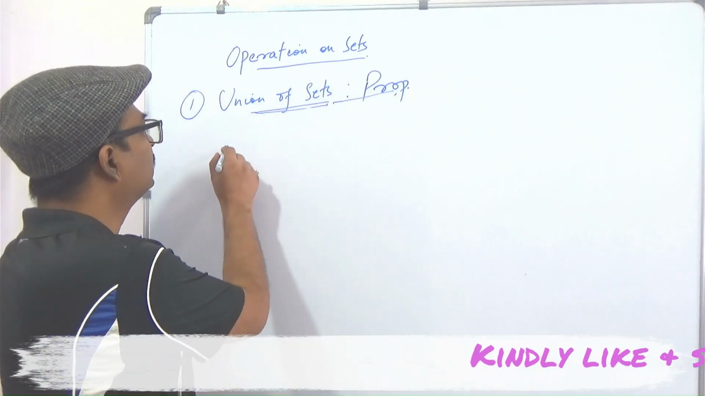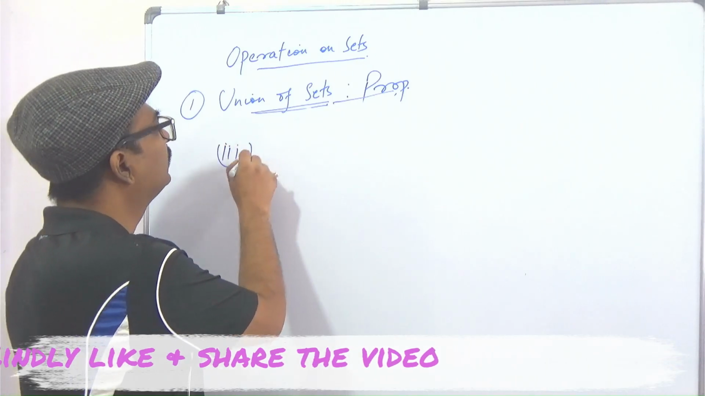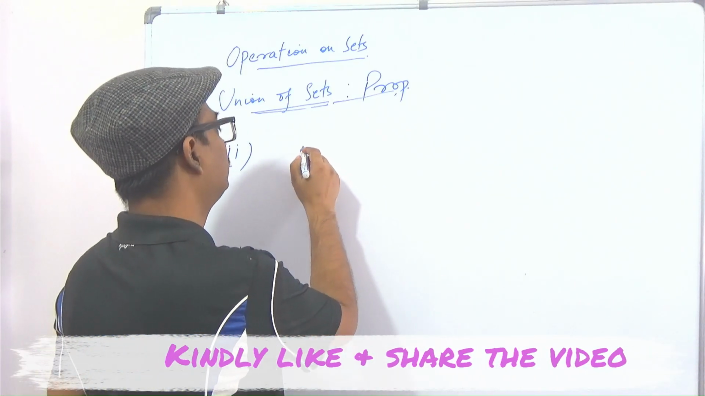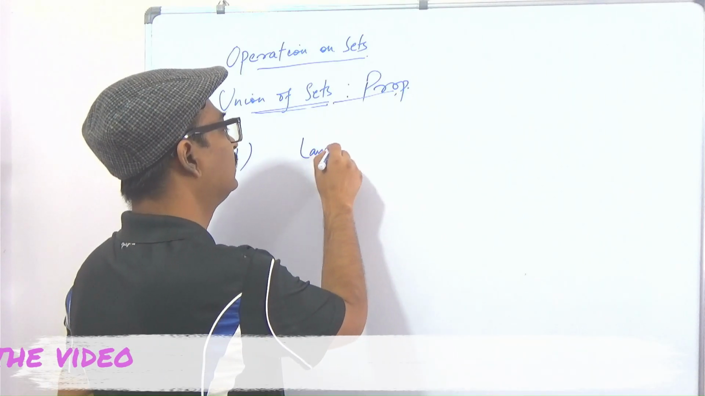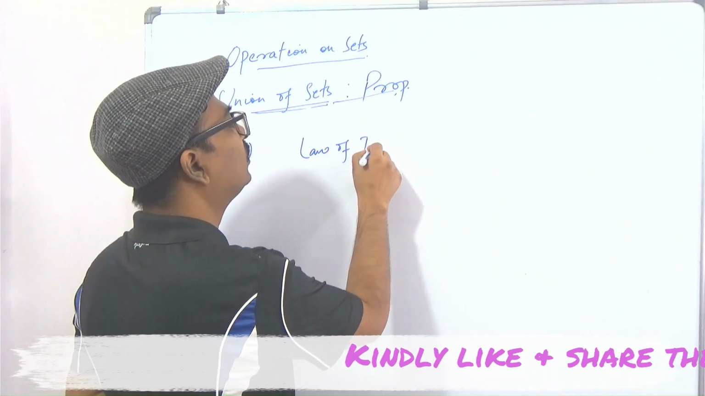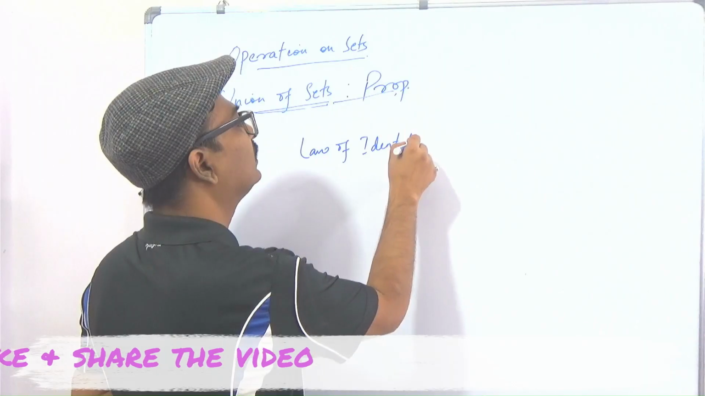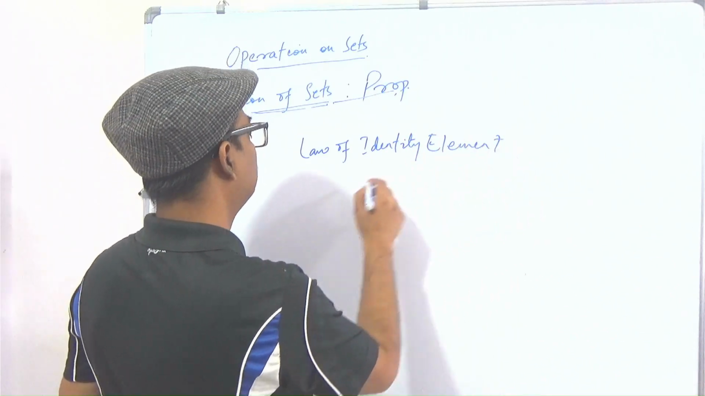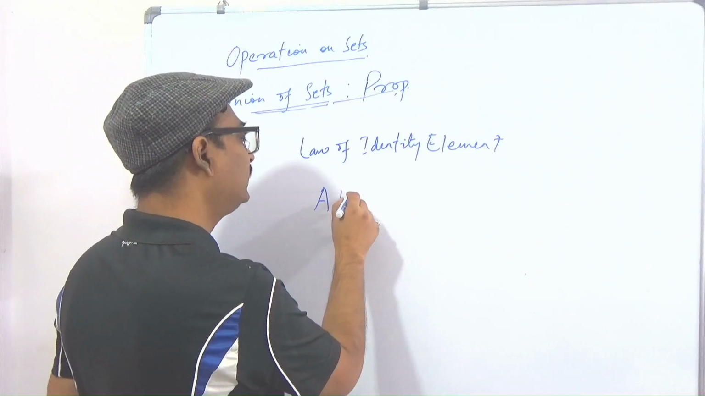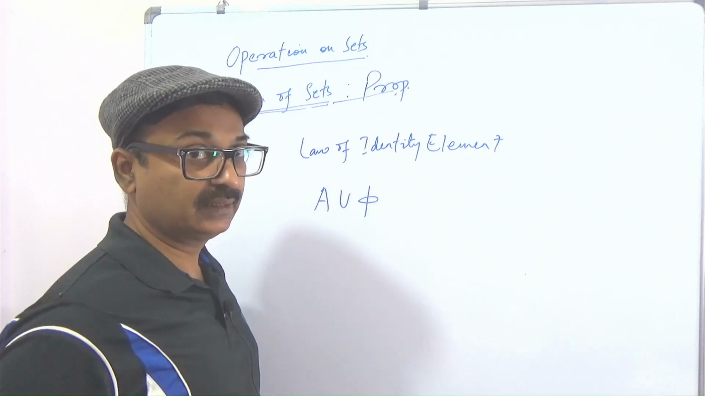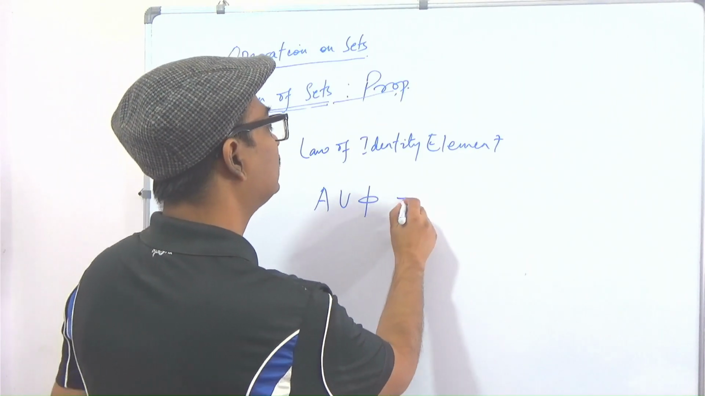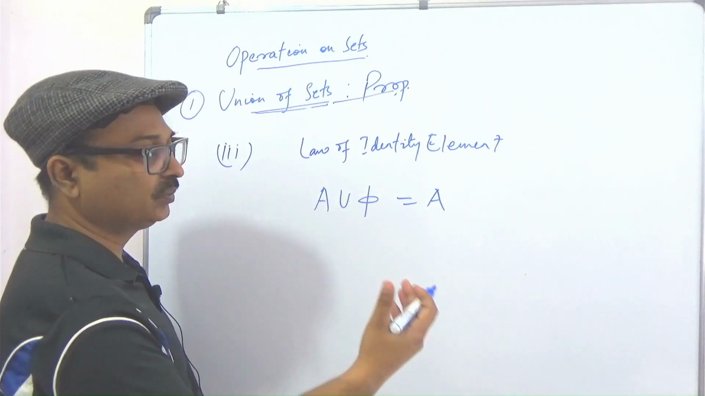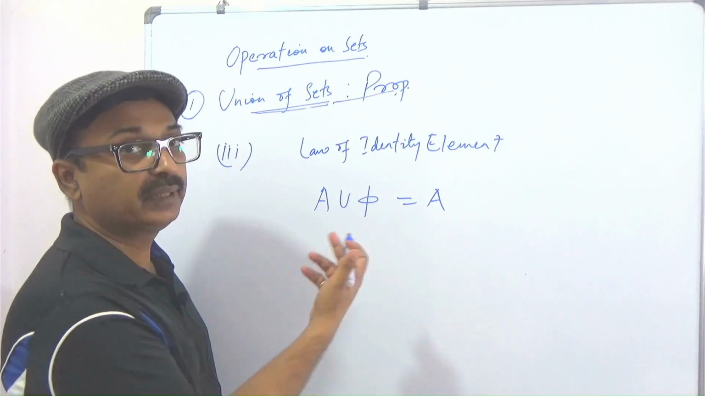The third property is called the law of identity element. It says A union empty set phi is A, undoubtedly. When you have A and you add an empty set, it will be A only.